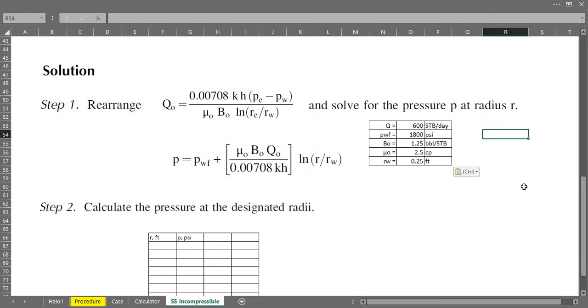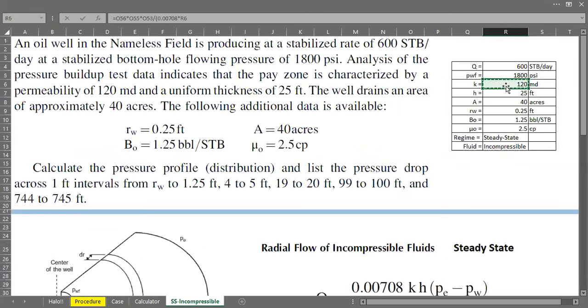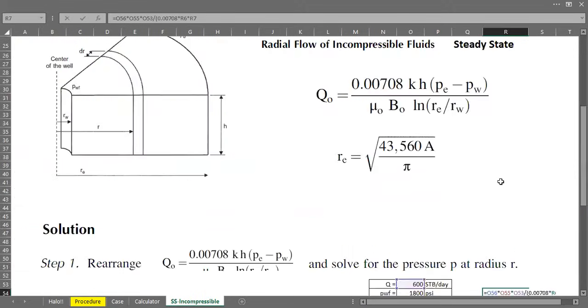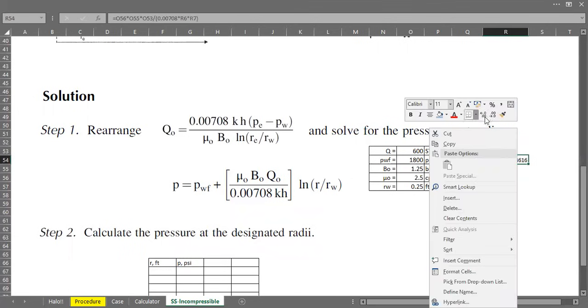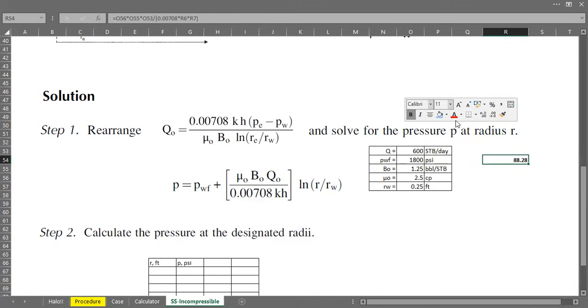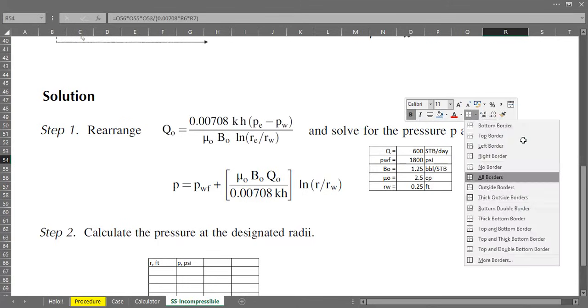So this term is actually viscosity multiplied by oil formation volume factor multiplied by flow rate 600, divided by 0.00708 multiplied by, oh, we forgot this one, permeability multiplied by thickness, and I will close the parenthesis. Okay, so this term is 88.28.